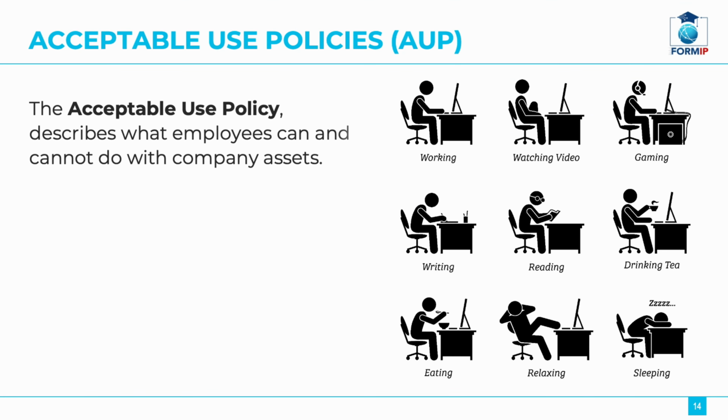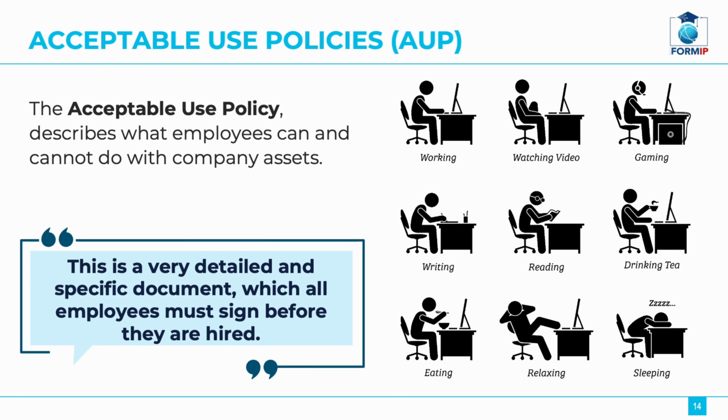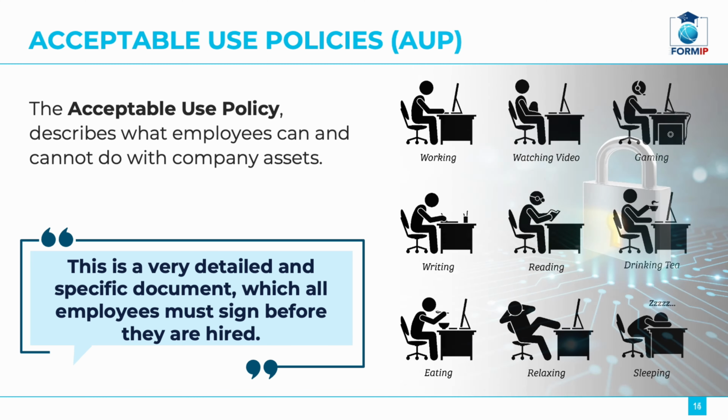Acceptable Use Policies, AUP. Let's move on to the Acceptable Use Policy, which outlines what employees can and cannot do with company assets. For example, it is in this policy that it is written that the company computer should not be used for personal purposes, or that you should not go to illegal websites from the company's PCs. This is a very detailed and specific document which all employees must sign before being hired.